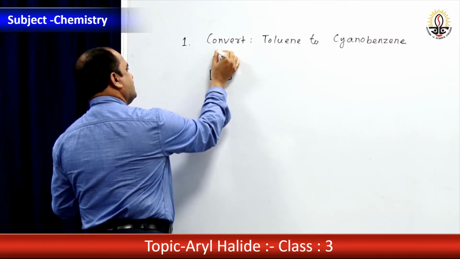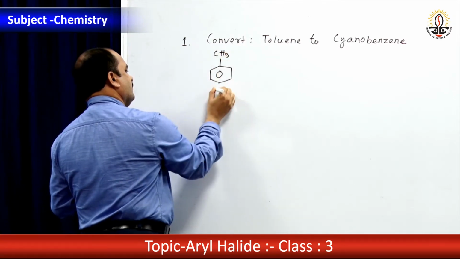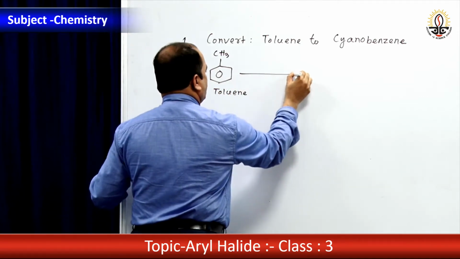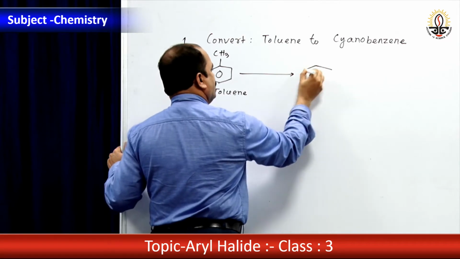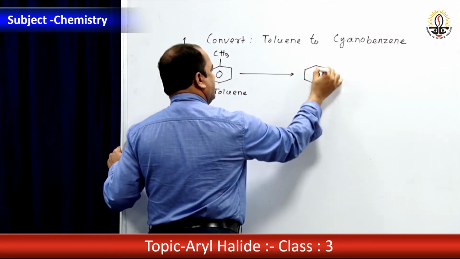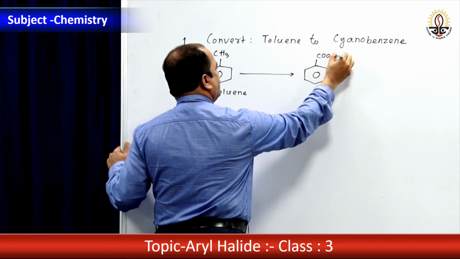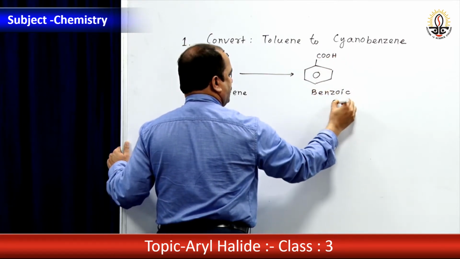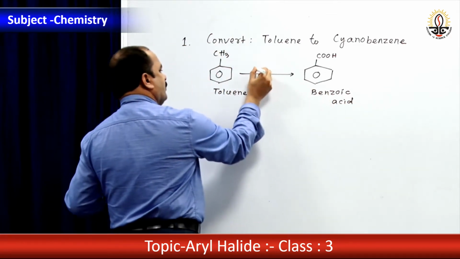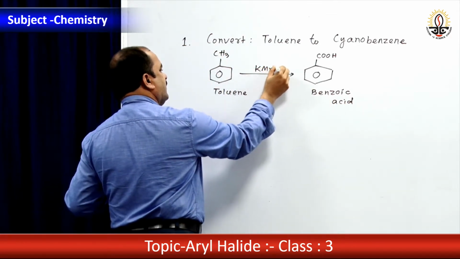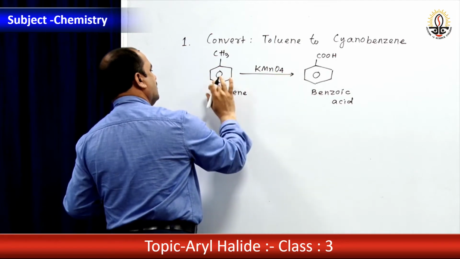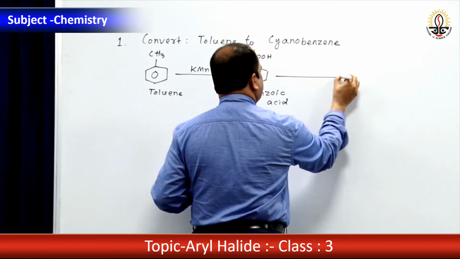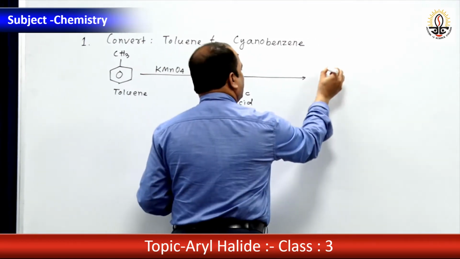Toluene, C6H5CH3, is converted to benzoic acid. On alkaline KMnO4 oxidation, toluene is converted to benzoic acid. This benzoic acid is converted to aniline.